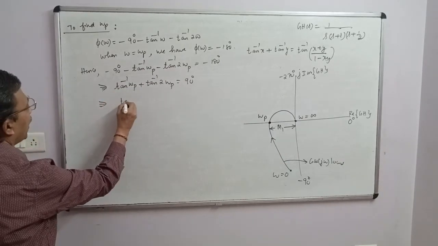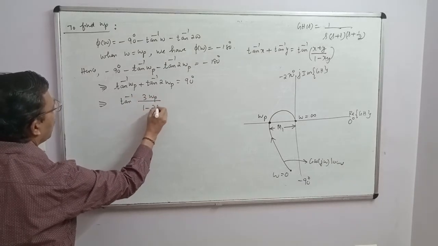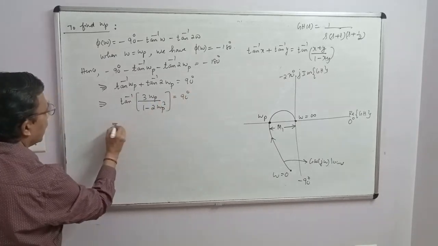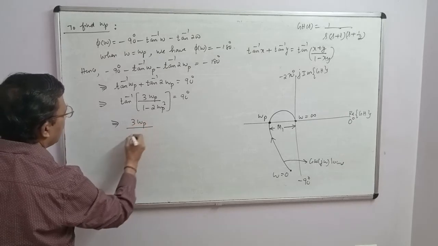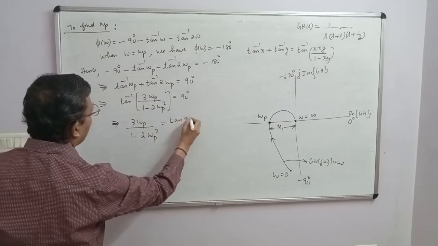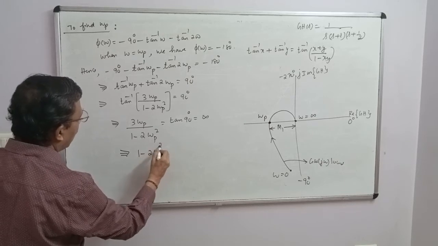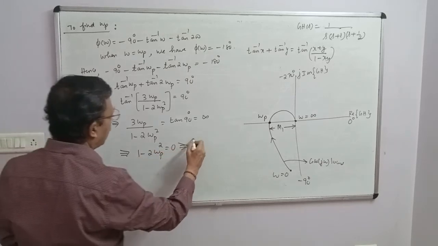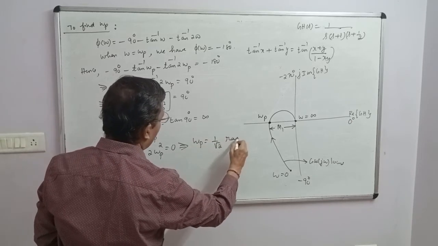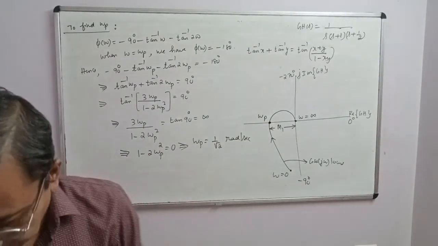This implies tan inverse of 3 omega p divided by 1 minus 2 omega p square is equal to 90 degrees. This implies 3 omega p divided by 1 minus 2 omega p square is equal to tan 90 degrees, which is infinity. This implies 1 minus 2 omega p square equals 0. This implies omega p is equal to 1 by root 2 radians per second. Omega p is 1 by root 2 radians per second.